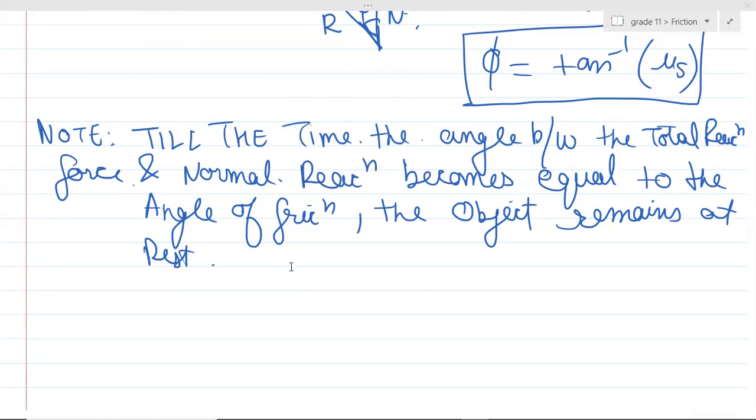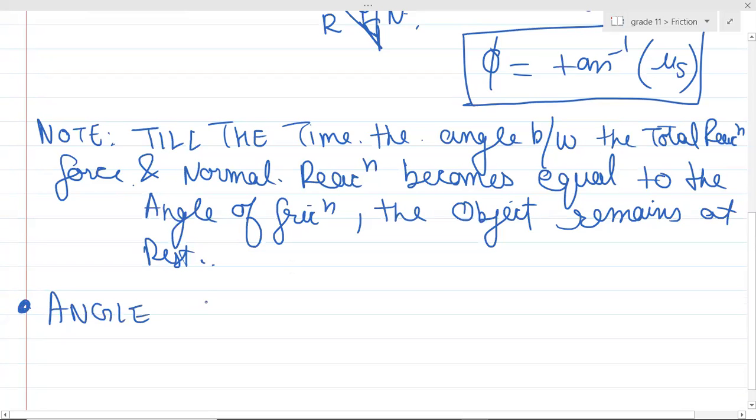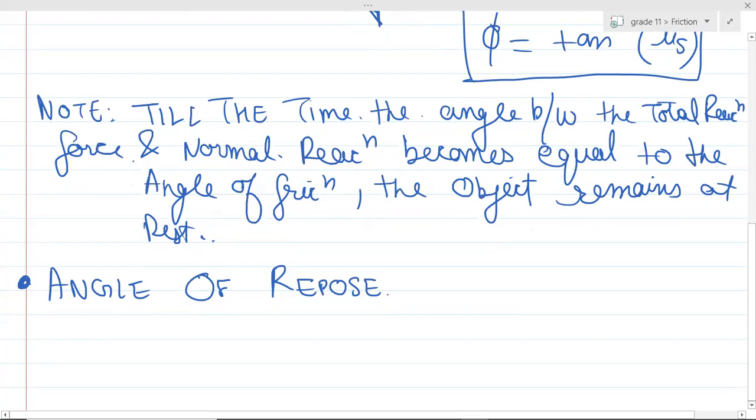Anyways, so is this clear? Till the time the angle between the total reaction force and normal reaction becomes equal to the angle of friction, the object remains at rest. Now the second angle which we want to discuss is basically called the angle of repose. This is also the same thing, but a little bit different definition.